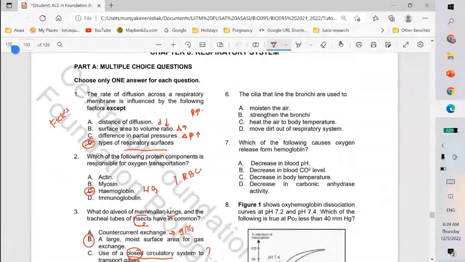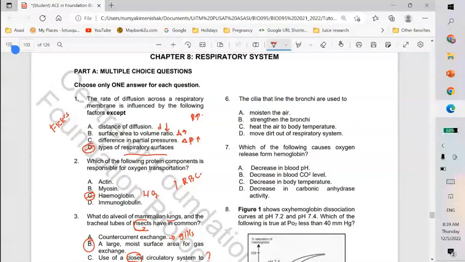So number six. Tadi Amira eh. So next number six, Aprilin. Number six, the cilia that line the bronchi are used to. My answer is D. Move dirt out of respiratory system.